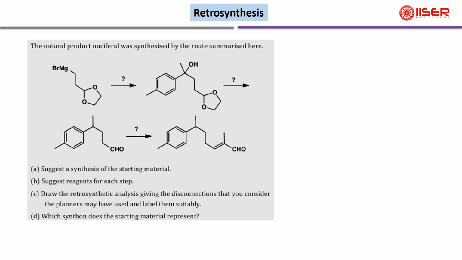We have to plan the retrosynthesis of these natural compounds. Whichever reagents we require in place of the question mark, we have to mention. Let's attempt the questions one by one. Suggest the synthesis of the starting material. So this is our starting material. Suggest the reaction for each step. Draw the retrosynthetic analysis giving the disconnection. Which synthon does the starting material represent?